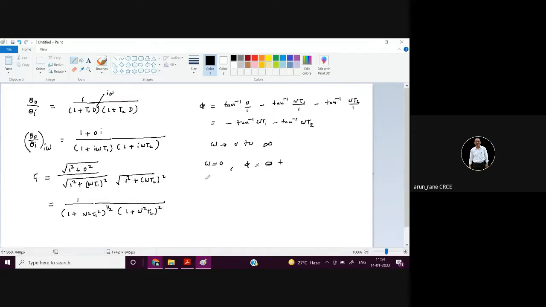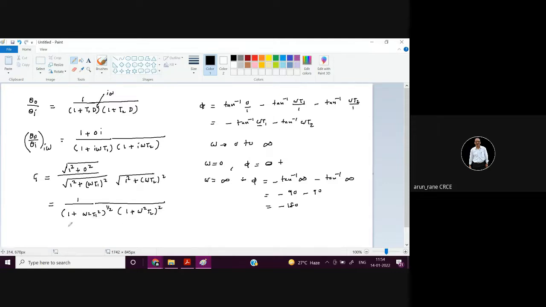If I say omega is equal to infinity, then phi is equal to minus tan inverse of infinity, minus, substituting infinity again, tan inverse of infinity. Tan inverse of infinity is 90, so this is minus 90 and this is minus 90, so this will be minus 180. And similarly here also you substitute.